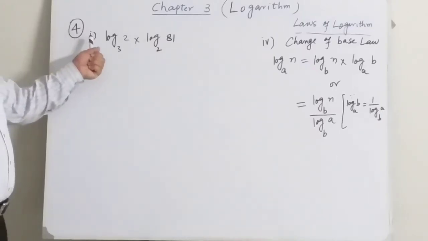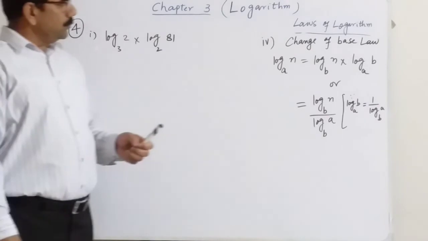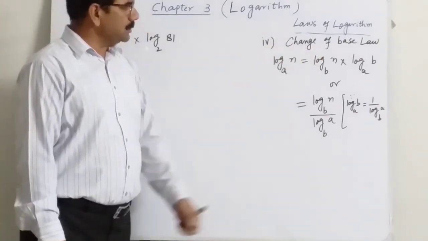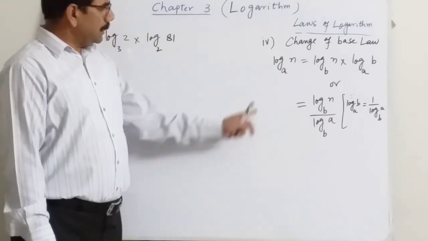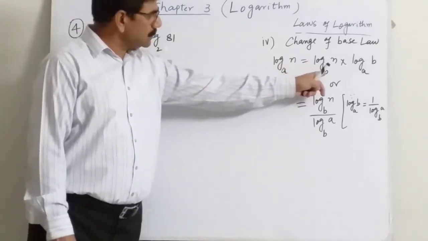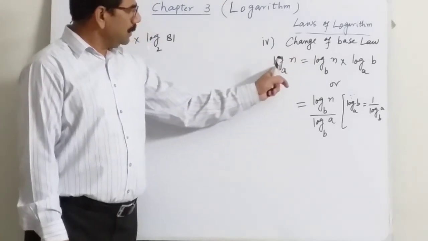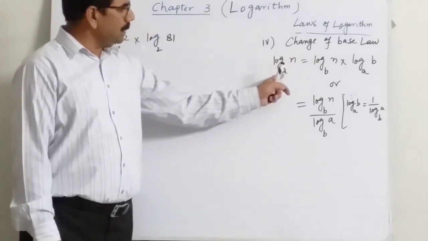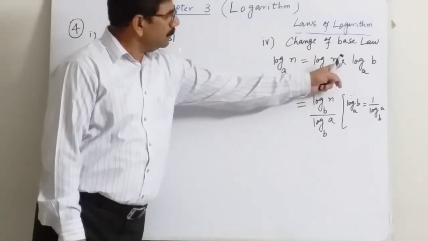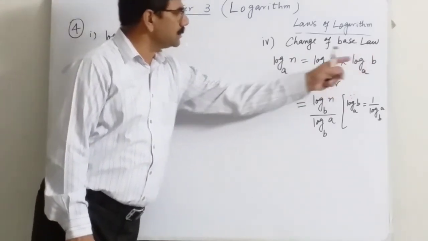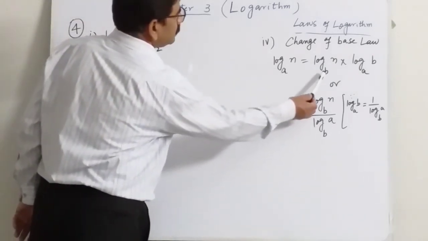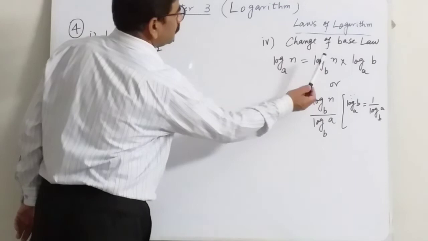To solve question number 4, we will use fourth law of logarithm, that is called change of base law. Here in this law we change the given base. For example, if we have log of n to the base a, this will be equal to log of n to the base b multiplied by log of b to the base a. Means the base a has been changed to new base b.